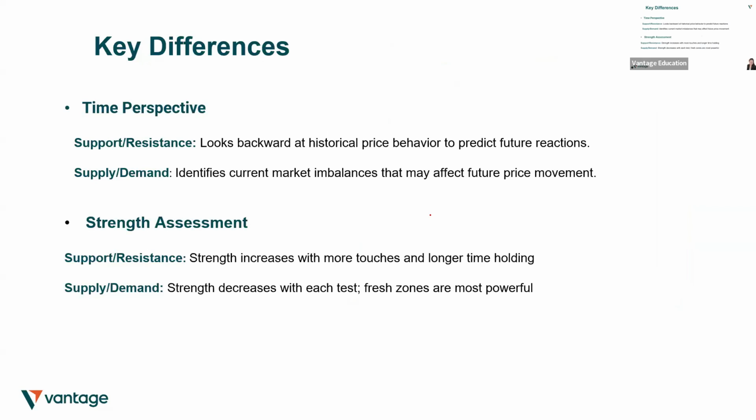The key differences again, from the time perspective. For support and resistance, you look backward at historical price behavior to predict future reactions. For supply and demand, they identify current market imbalances that may affect future price movement. For strength assessment, support and resistance strength increases with more touches and longer holding time. For supply and demand, the strength decreases with each retest. Fresh zones are most powerful.